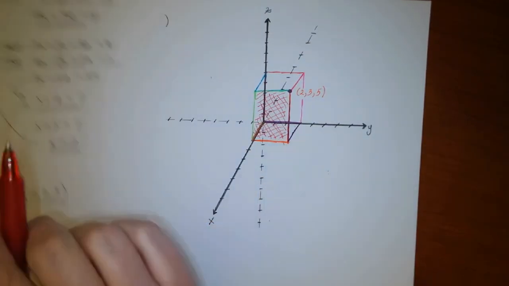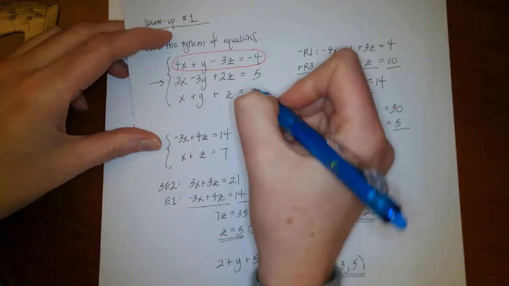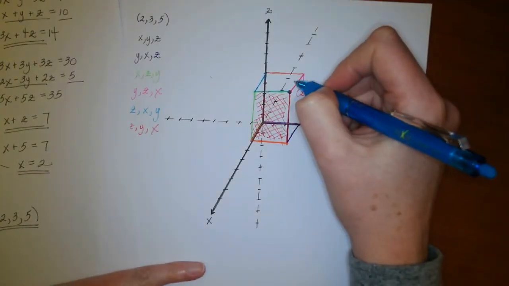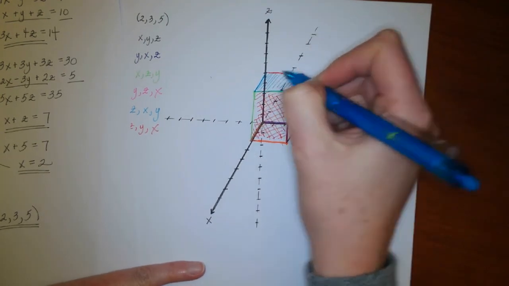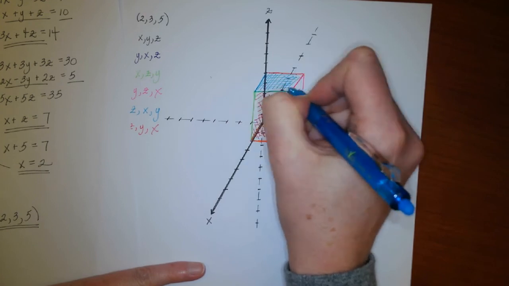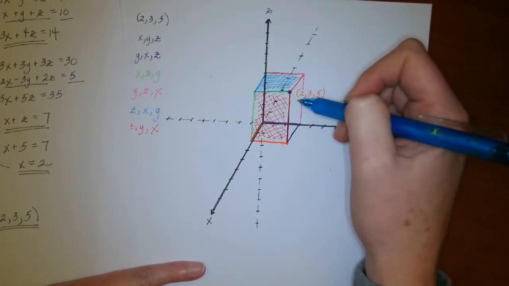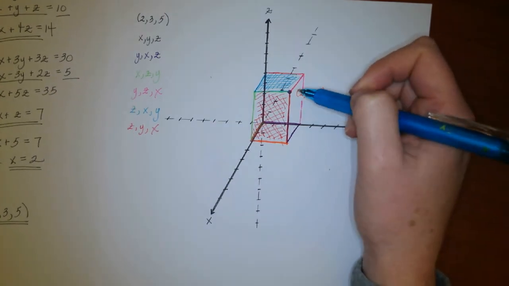And then let's say that the third row represents the top of the box. The truth is that it represents a different looking plane in 3D space, but this picture, even though it's kind of simplified, should explain the geometry behind the algebra.